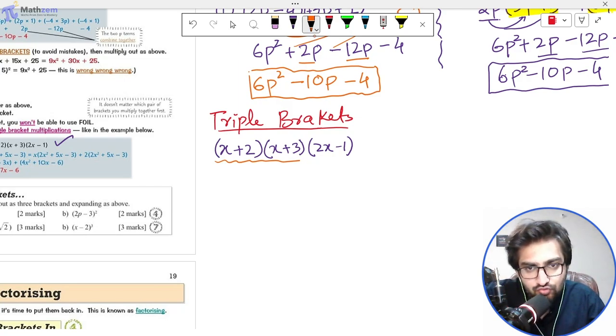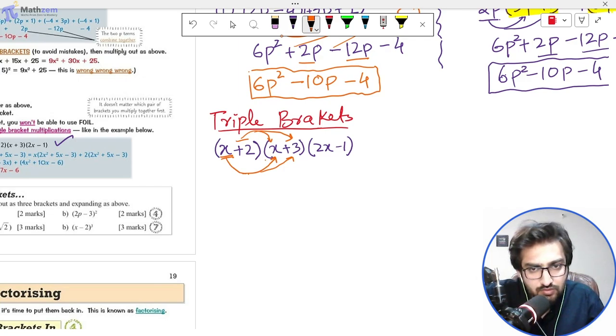So let's multiply these two. So x times, let me remove that line. I will multiply that x with this x, and then I will multiply the same x with 3 as well. Okay, the same procedure. And when we are done with that, then we will multiply that 2 with x, and then that 2 with 3. So let's do that. x times x is x square.